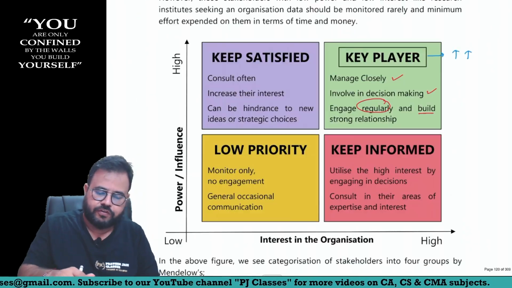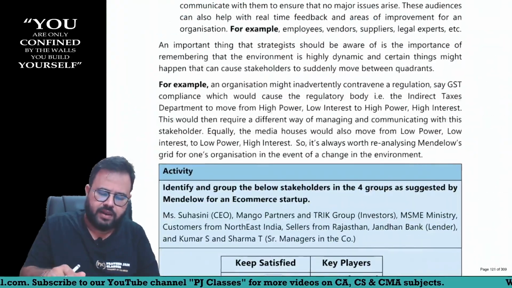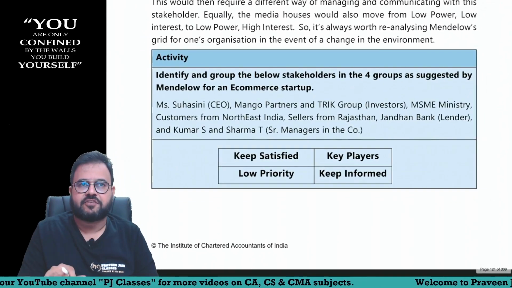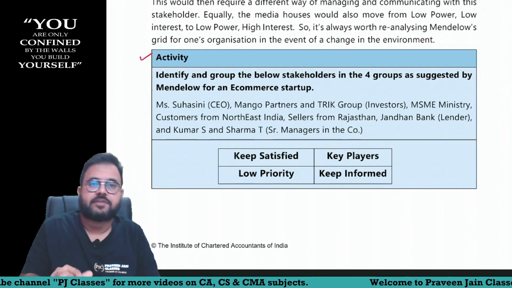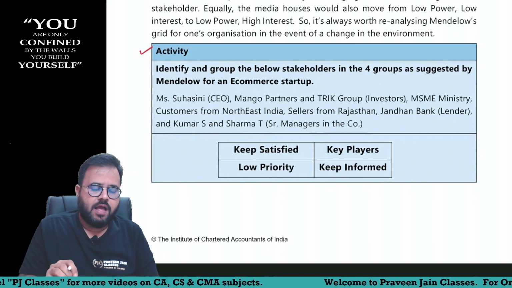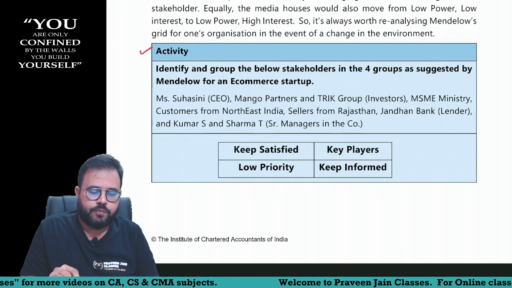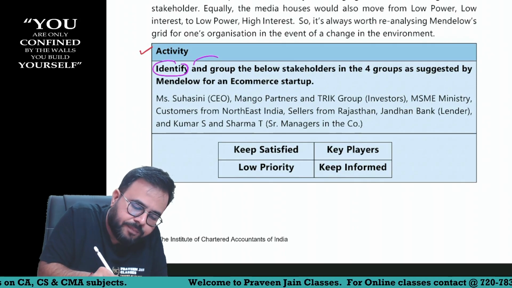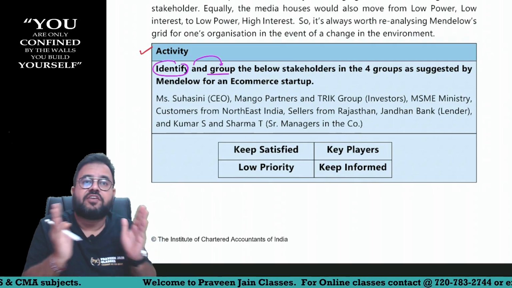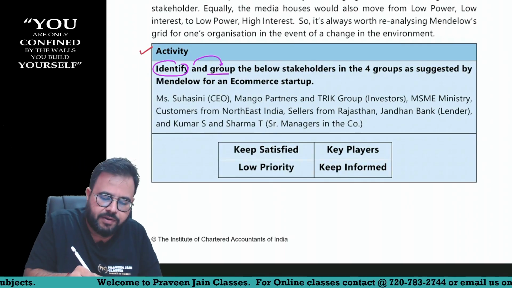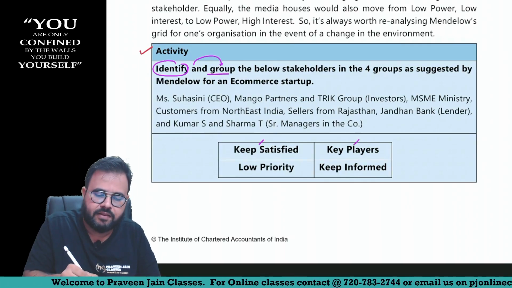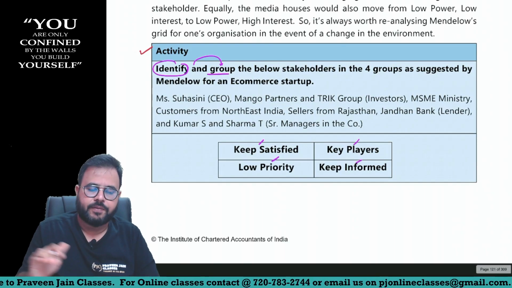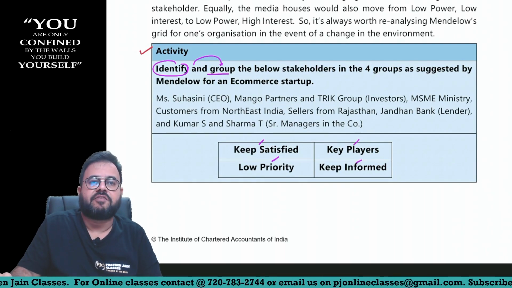Now what should you do, sir? Let us do a small exercise. ICI has given you one activity in the textbook, so let's do this activity. Identify and group the below. First you have to identify them and then group them, meaning which quadrant they will come under: keep satisfied, key player, low priority, or keep informed. You have to find out, sir. So take one minute, and then we will discuss.